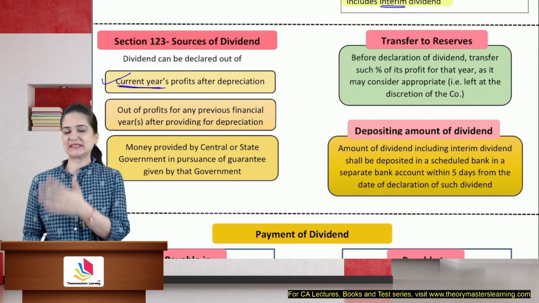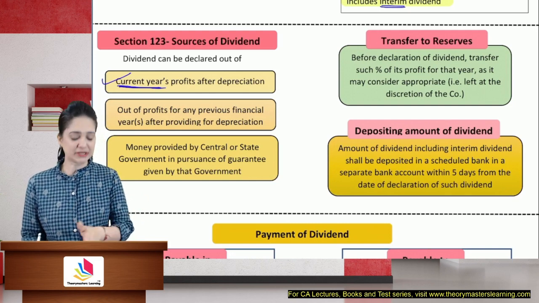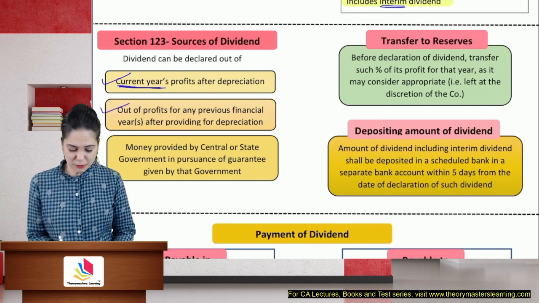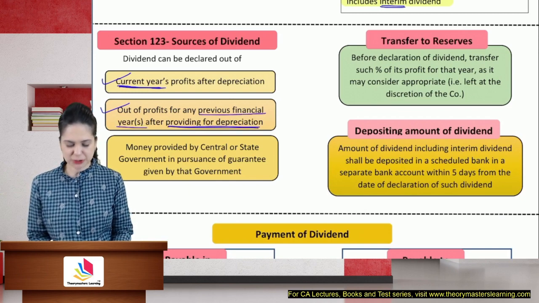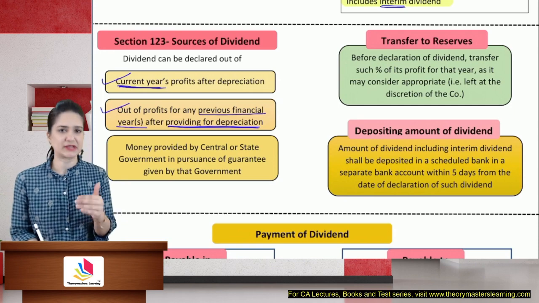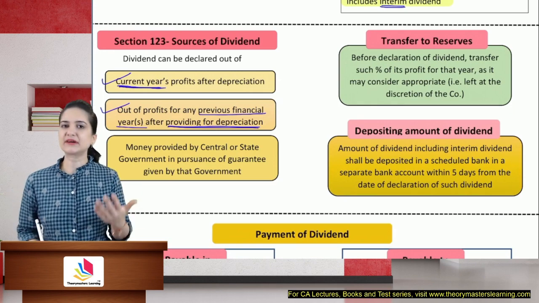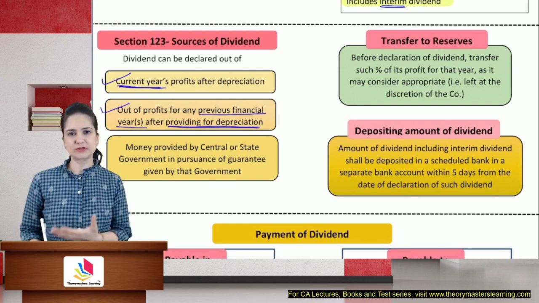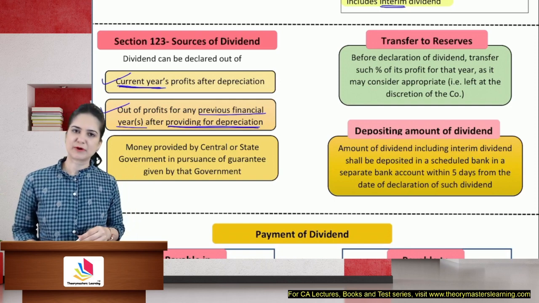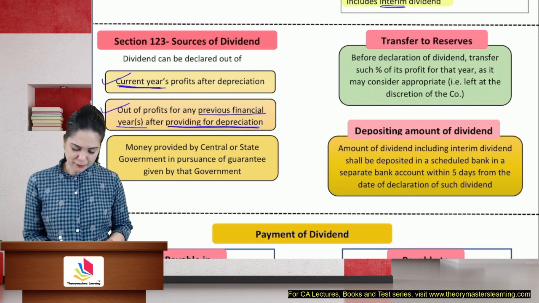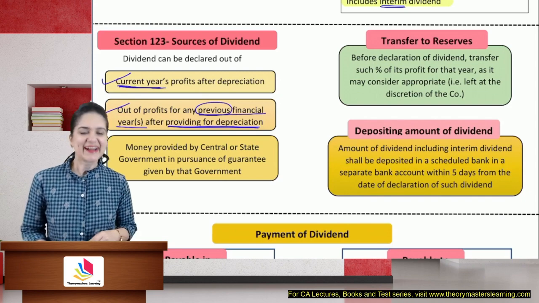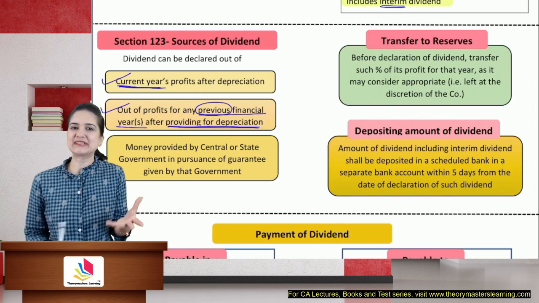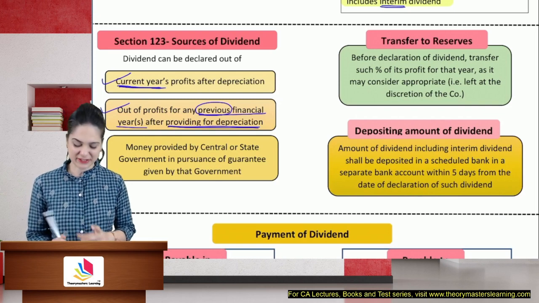There are no restrictions in case the dividend is paid out of the profits of the current year. You can also utilize profits of any previous financial year after providing for depreciation. Suppose the profits of the current year are insufficient, but still you would like to maintain the rate of dividend that you have been giving throughout these years. So you can utilize the past profitability of the company. So out of the profits of the previous financial year, after providing for depreciation, means you have to make provision for depreciation, and only after that whatever is remaining, that can be distributed in the form of dividend.